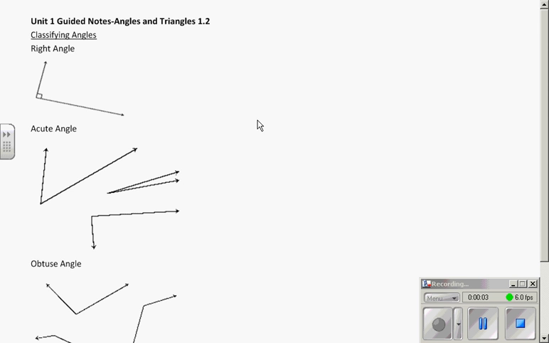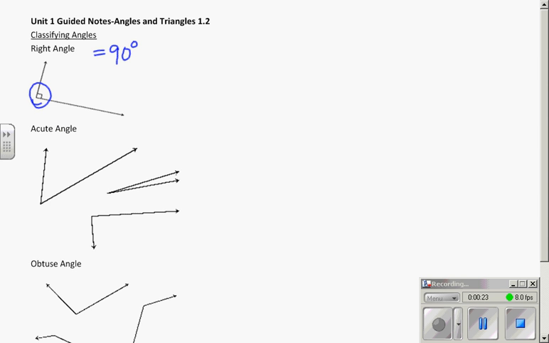Welcome to lesson 1.2, angles and triangles. A lot of this material will be review and refreshing from other courses. A right angle equals 90 degrees, always and forever and only 90. You'll know it by the little symbol.